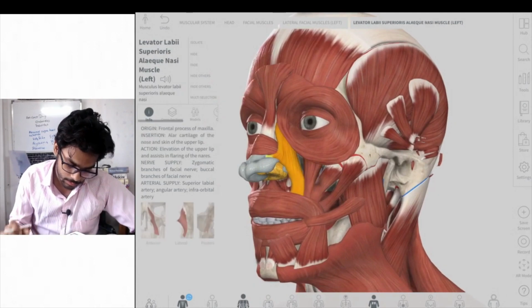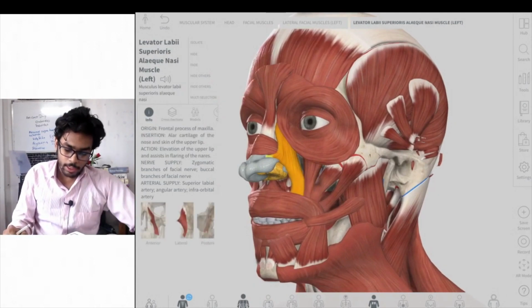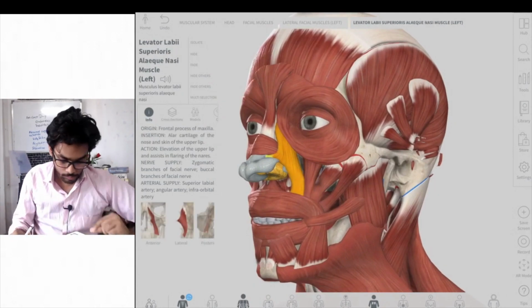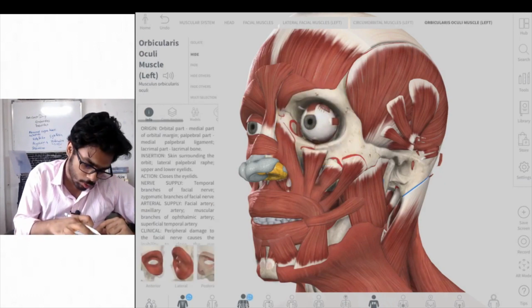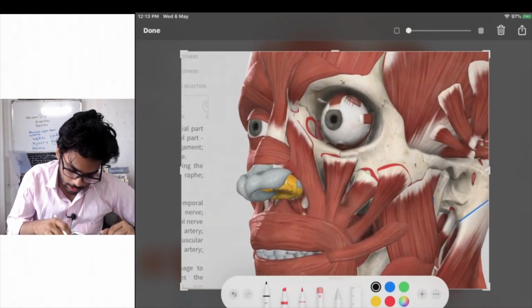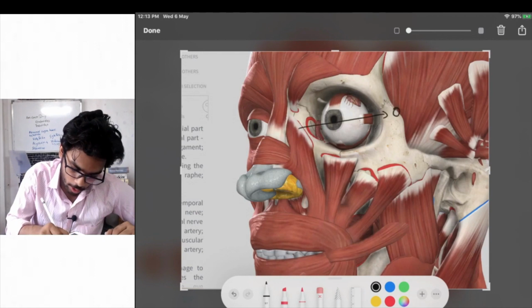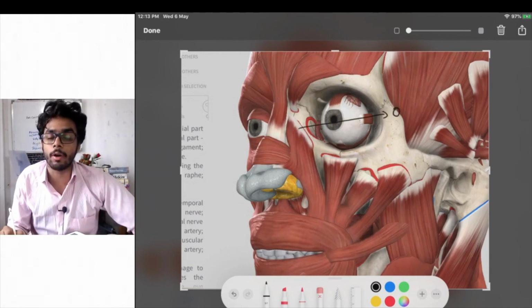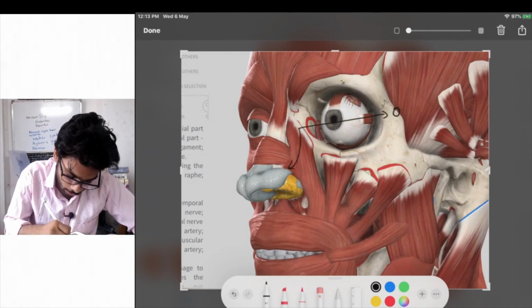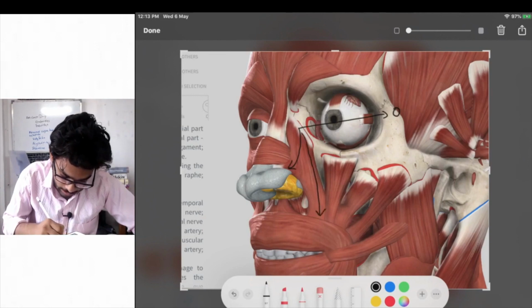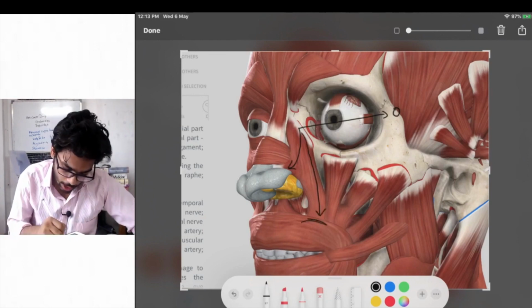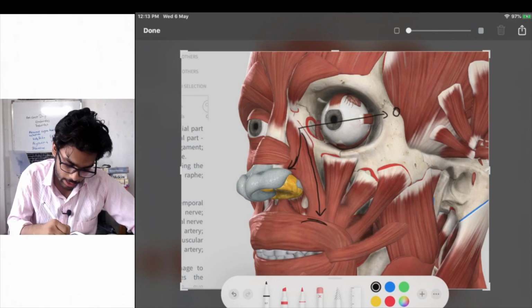Yes, it is originating from, let me remove this orbicularis oculi to show you. Can you see this structure? This is the origin of which muscle? Levator labii superioris alaeque nasi, and there are 2 points of insertion. One is here, the skin of the upper lip, and the second is the alar cartilage. Am I clear?